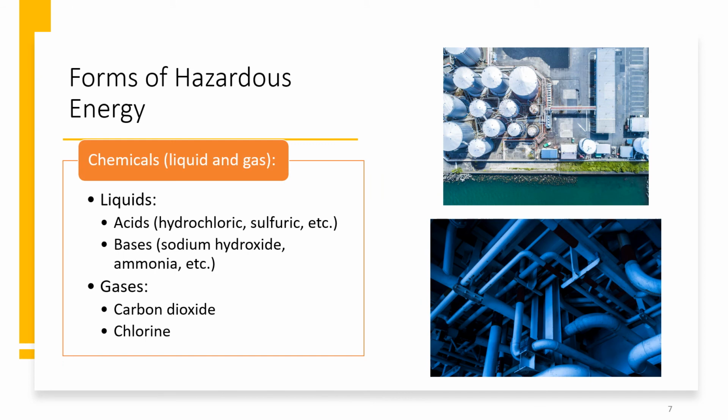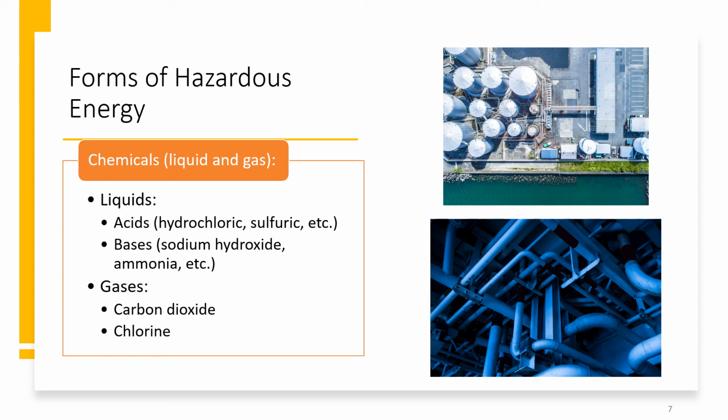Let's look at chemicals. So when we look at these, they're both in the liquid and the gas state. When we think about your liquids found in industrial processes, on the acid side, we have hydrochloric acid, sulfuric acid. All those are pretty large scale acids found out there. Base side, we have sodium hydroxide and ammonia. When we think about gases, carbon dioxide, chlorine. You can also think about nitrogen too.